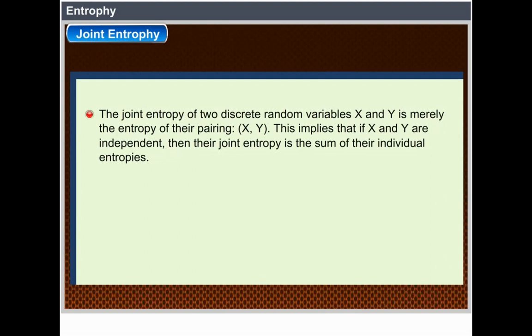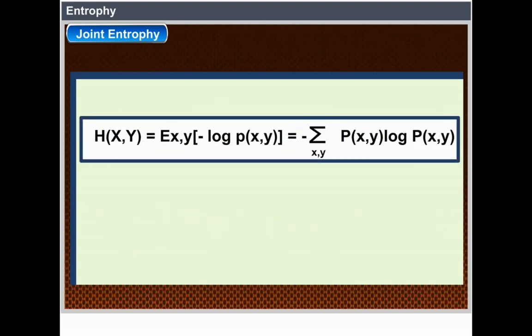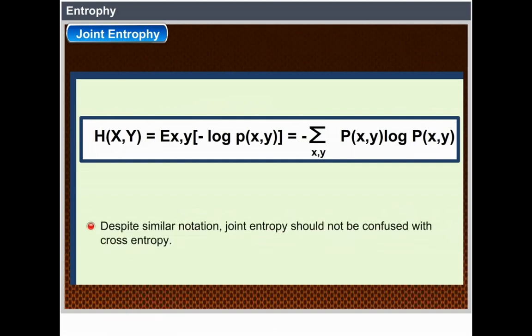Joint entropy. The joint entropy of two discrete random variables X and Y is merely the entropy of their pairing (X, Y). This implies that if X and Y are independent, then the joint entropy is the sum of their individual entropies. For example, if (X, Y) represents the position of a chess piece, X the row and Y the column, then the joint entropy of the row of the piece and the column of the piece will be the entropy of the position of the piece. H(X, Y) = E_{X,Y}[-log P(x, y)] = -Σ_{x,y} P(x, y) log P(x, y). Despite similar notation, joint entropy should not be confused with cross entropy.